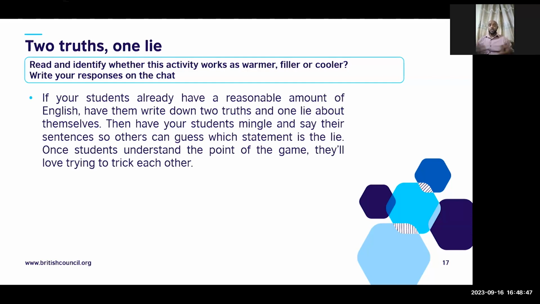While doing this activity, your students will develop skills of asking questions, answering questions, and when they guess, they would apply phrases of opinion, asking and giving. So they might say, in my point of view, you were not born in the US. This is their guess, so they are practicing these opinion giving phrases.